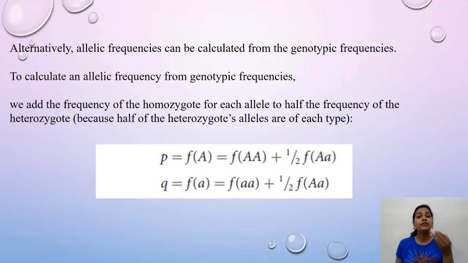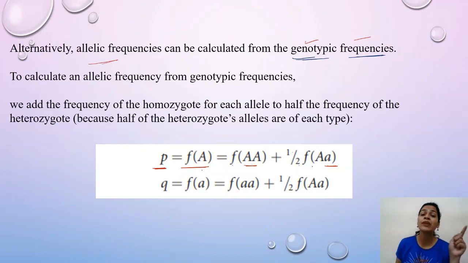Okay, so the another way by which we can calculate the allelic frequency is when in the question you will be given the genotypic frequencies. When the genotypic frequencies are given, how can we utilize that genotypic frequency and calculate the allelic frequency? Let us see. In that case, similarly, capital P represents the frequency of the dominant allele. So what is the formula? The frequency of this individual plus half the frequency of the heterozygous individual. Why we are taking half the frequency here is the same concept that we used in the previous formula.